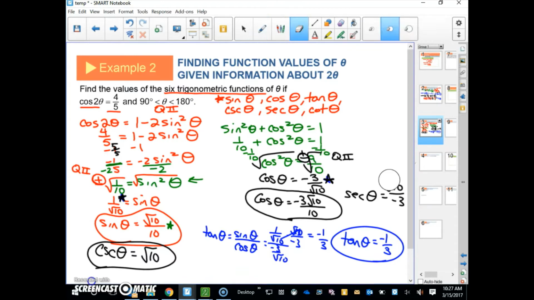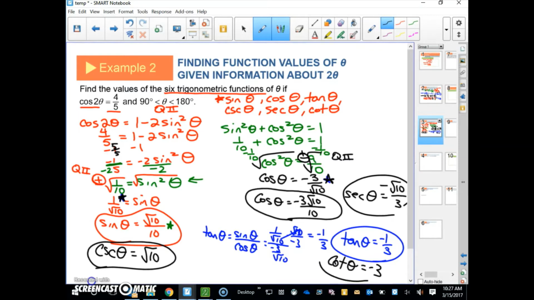I don't like that negative on the bottom. We'll put it on the top: negative square root of 10 over 3. And for cotangent, the reciprocal is negative 3. That's all 6. Now again, I did all 6. That's a lot more work than I think you're going to have to do on your homework. On your homework, they'll just pick one. But it's the same process.